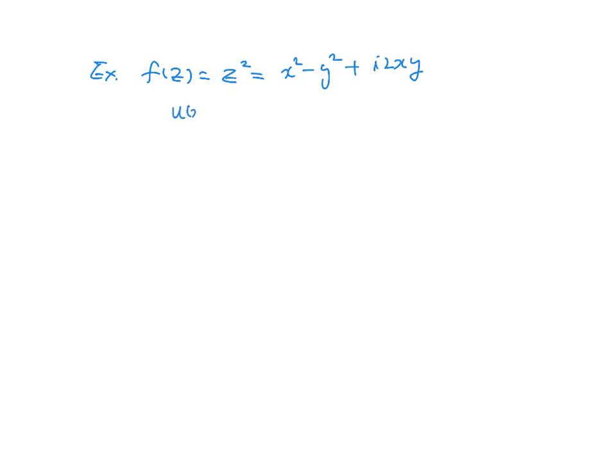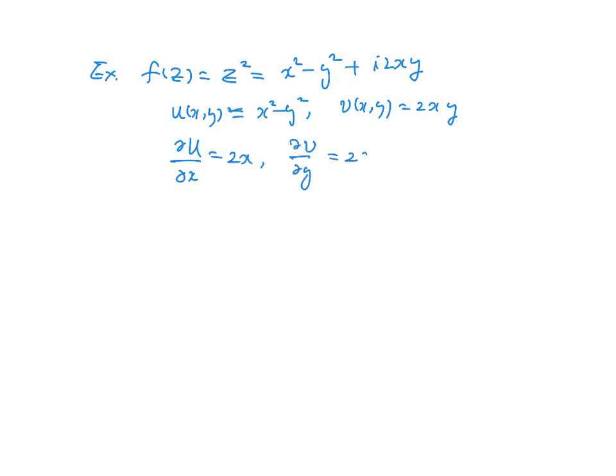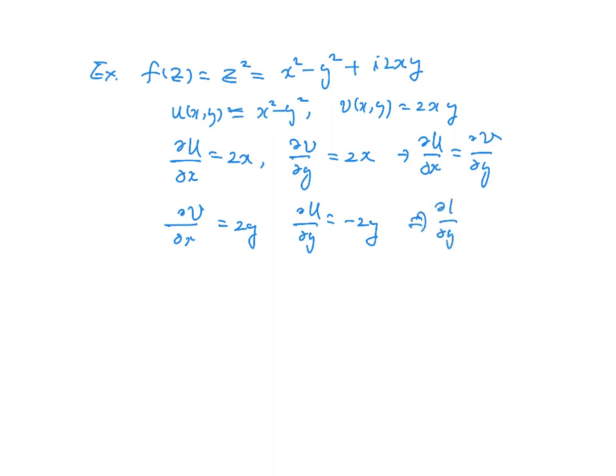So u(x,y) is x square minus y square, right? v(x,y) is 2xy. So partial u partial x is 2x. Partial v partial y is 2x, right? So partial u partial x is partial v partial y. Partial v partial x is 2y. Partial u partial y is minus 2y. So partial u partial y is minus partial v partial x, right?